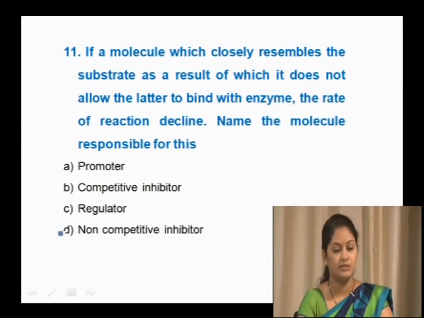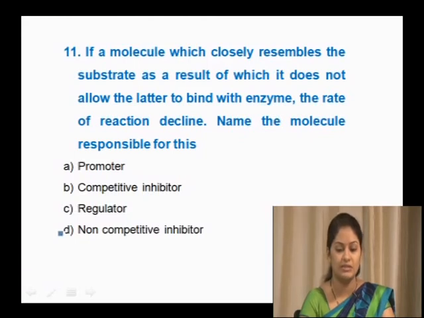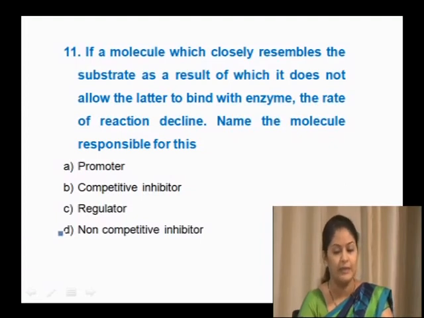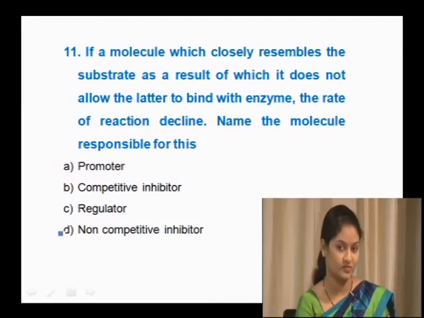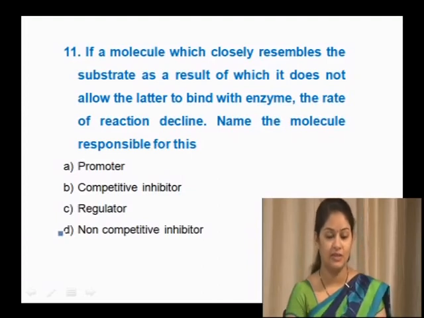Moving on to the next one, question number 11. If a molecule which closely resembles the substrate, as a result of which it does not allow the latter to bind with enzyme, the rate of the reaction will decline. Name the molecule responsible for this. So here we are including another factor of enzyme. Coming to the 11th question.